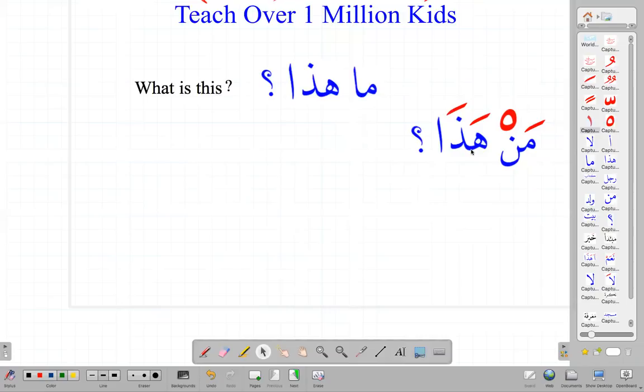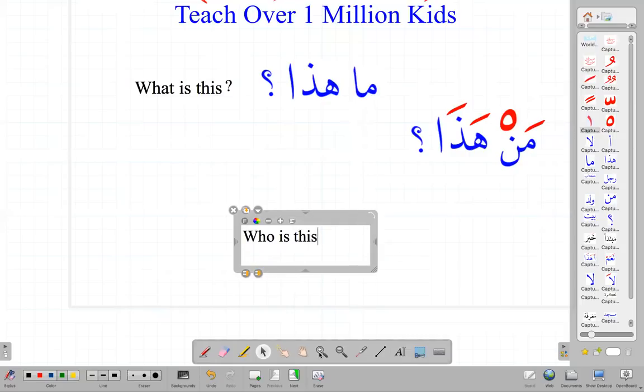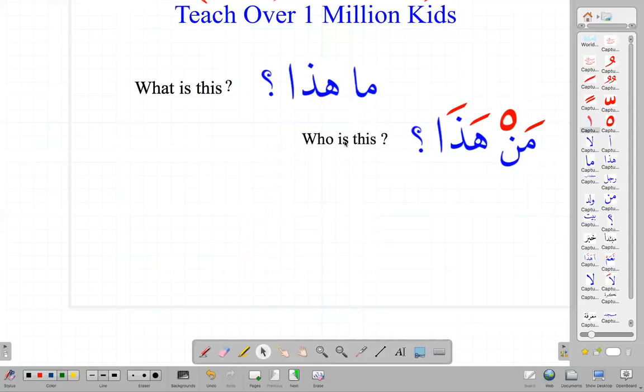So we use من هذا for any question regarding a human. Who is this? If it's a boy, we ask who is this? If it's a man, we ask who is this? If it's a lady, we ask who is this? Okay? But in Arabic, we don't use هذا for female. We use a different one that we learn in the next lessons. من هذا means who is this?